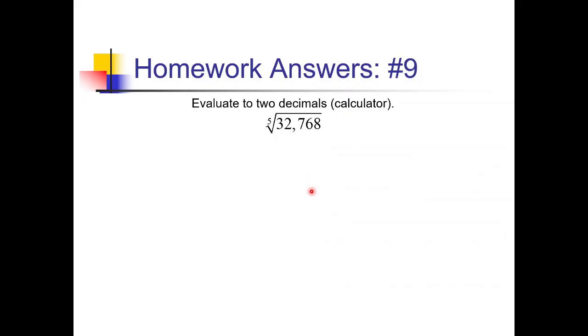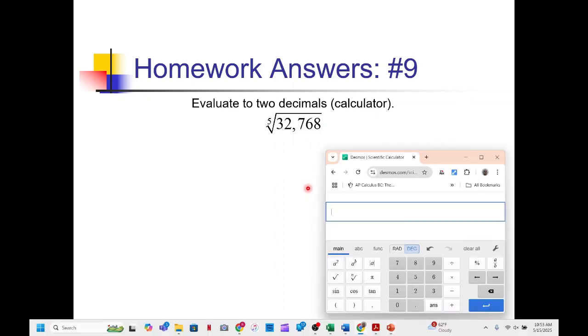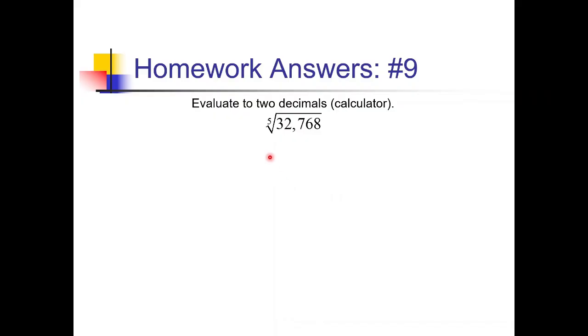For this problem, they want the fifth root of 32,768, and calculator is an option. So one way you could do this on your calculator is you could do 32,768 to the 1 over 5 power. That's certainly one way to do it. Or you could do nth root and put a little 5 up here, and then put your radicand in there. So 32,768. And that apparently comes out to exactly 8. Nice. Don't even have to round it off.